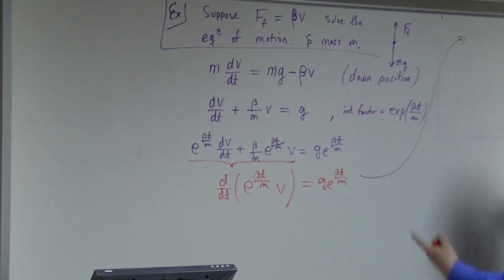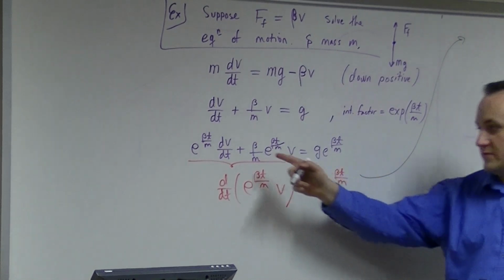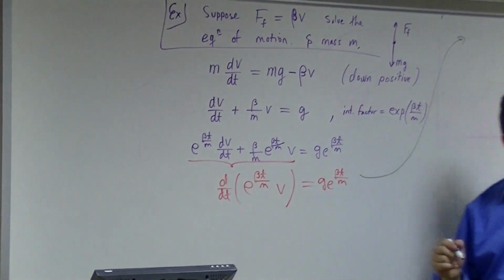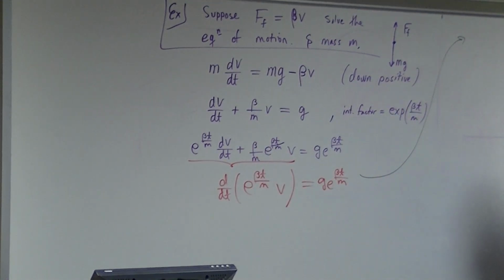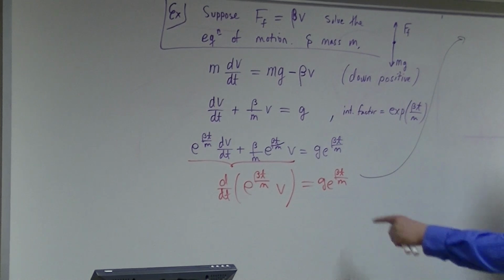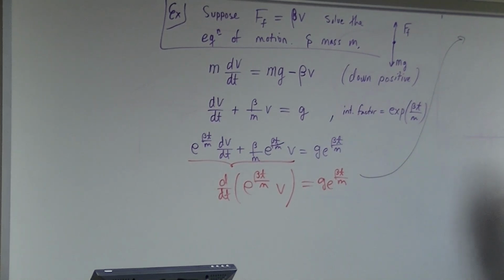I integrate both sides from, say, time 0 to time t. What happened to the dv? This is the product rule in reverse. Differentiate this to get back to here. So if I integrate both sides from time 0 to time t, I get the net change theorem on the left-hand side. So at time t it would give me e to the beta t over m times the velocity at time t, and then minus e to the 0 times the velocity at time 0.